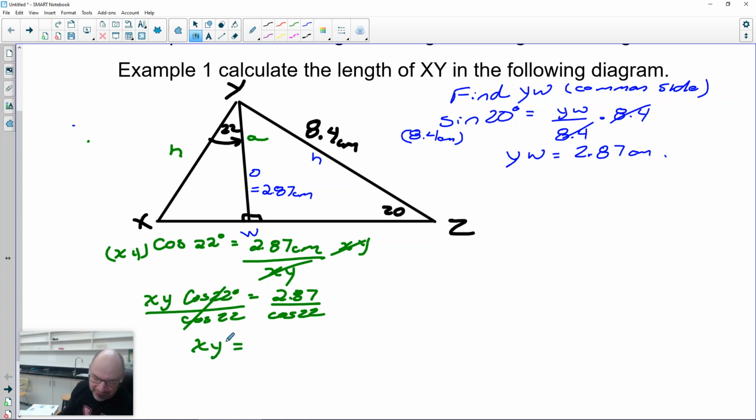Now we can round it to the nearest tenth. Okay, so what is the cosine of 22? That is 0.927. Okay, I guess if I round it off. So when I divide that out, 2.87 divided by 0.9272, I get 3.095 or 3.1.